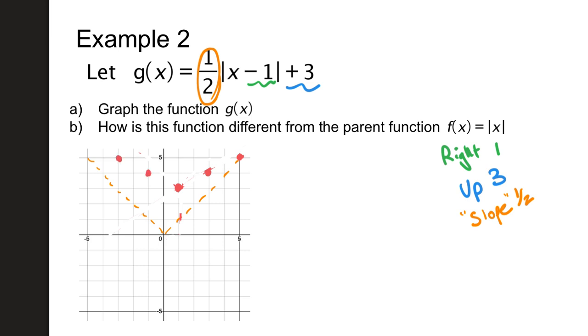Now, I want you to understand this is different than having the slope of a linear equation, okay? This is an absolute value function. An absolute value must have a V. So we're going to create this V shape that has this, in quotation marks, slope of 1/2 in both directions. Hopefully that makes sense to you.